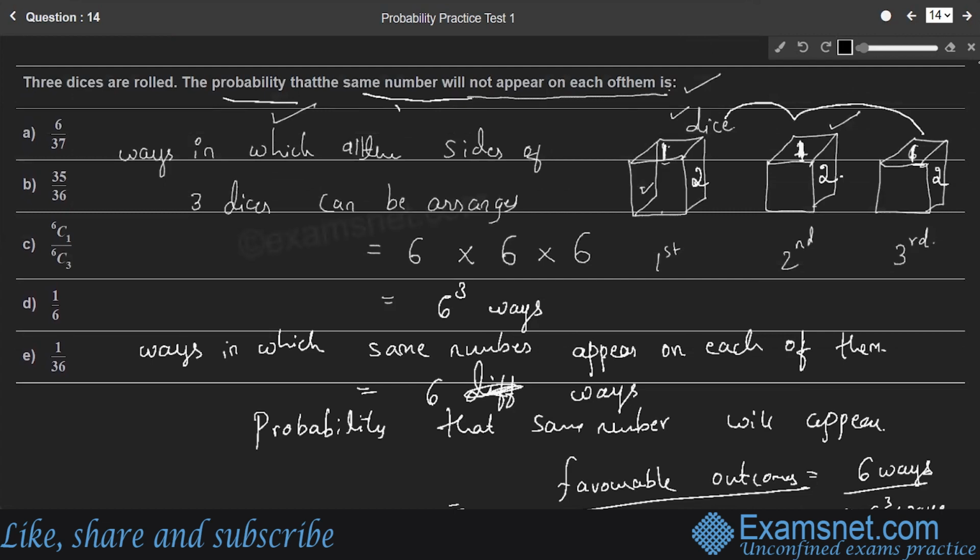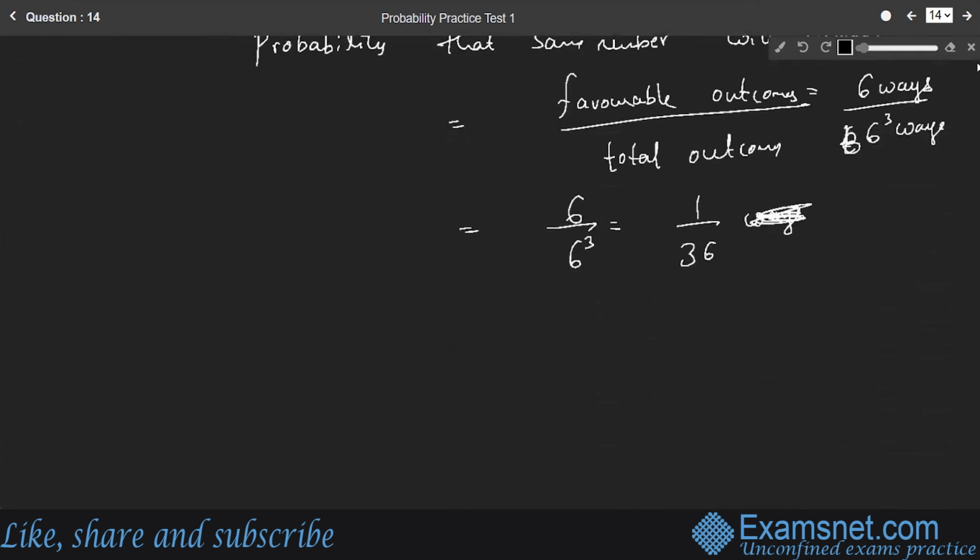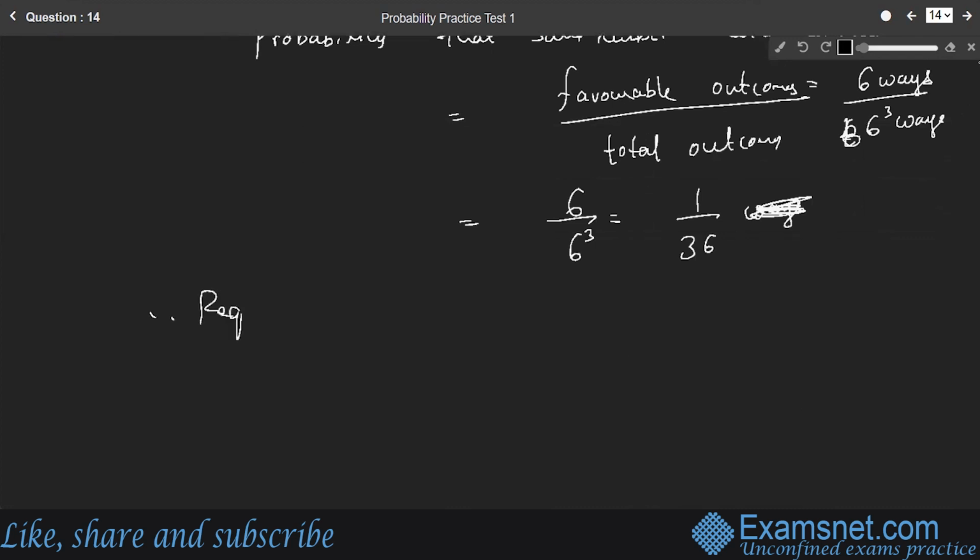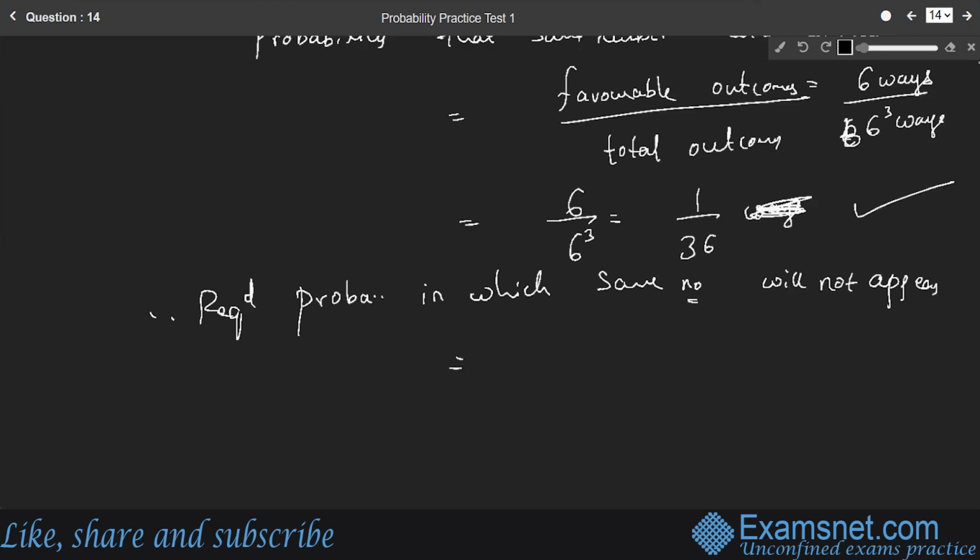Here the question is, the same number will not appear. What is the probability? Therefore, the required probability in which the same number will not appear on each of them is equal to, since probability is always a fraction, right? Out of the total, a small portion is called probability, right? When you consider out of a total, say for example 90, a small portion, it may be 35, this gives the probability, right?